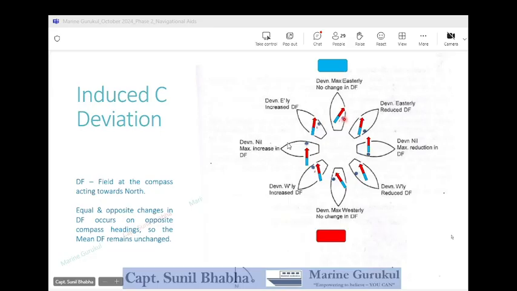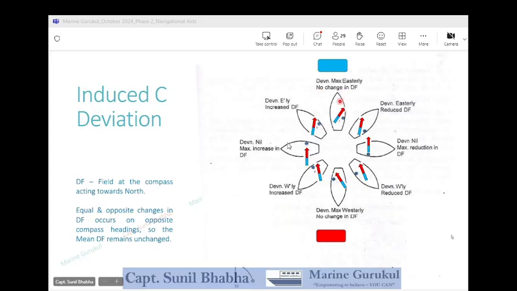Now, since the pole is neither to the north of the compass nor to the south of the compass, it has no effect on the directive force. The directive force can be affected by this pole if it is north of the compass or south of the compass. But in this case, it is perfectly aligned to the east of the compass location, thus making no change in the directive force.